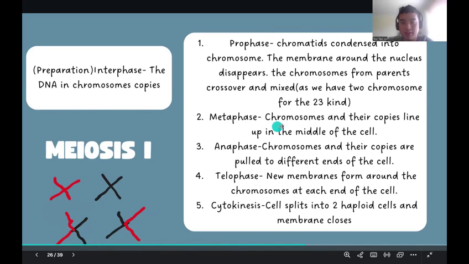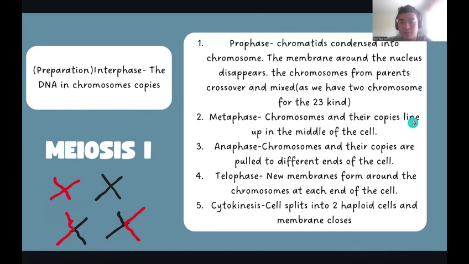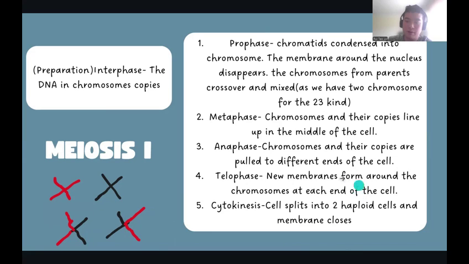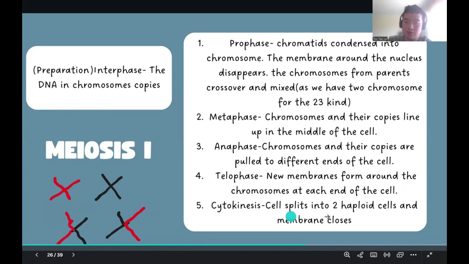And then metaphase, chromosomes and their copies line up in the middle of the cell. Anaphase, chromosomes and their copies are put to different ends of the cell, similar to mitosis. Telophase, new membranes form around the chromosomes, same thing. Cells split into two haploid cells, different to mitosis, which makes diploid cells, and the membrane closes, so it's similar to mitosis.